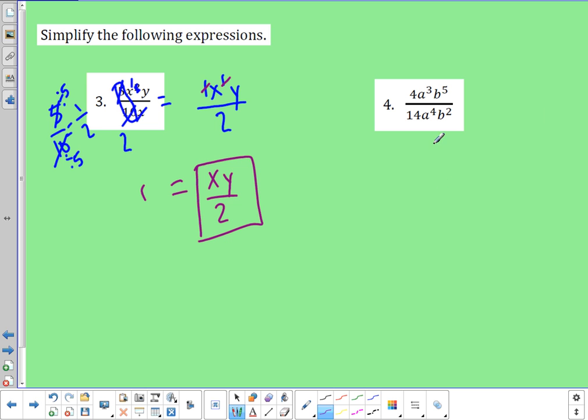Let's do one more kind of basic example. In number 4, I have 4a to the third b to the fifth over 14a to the fourth b to the second. Now, these are getting a little bit bigger. If it helps you, expand them all out.